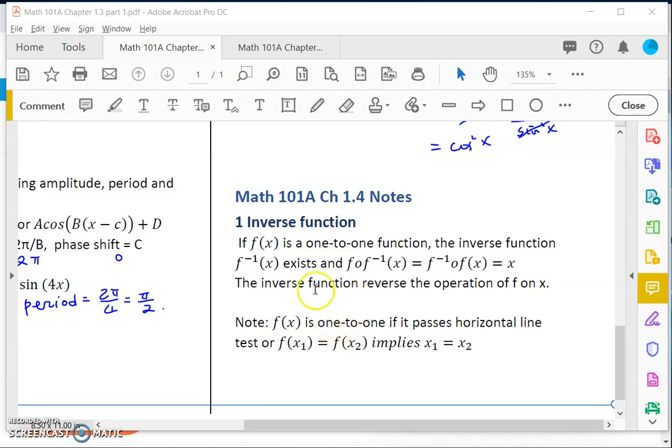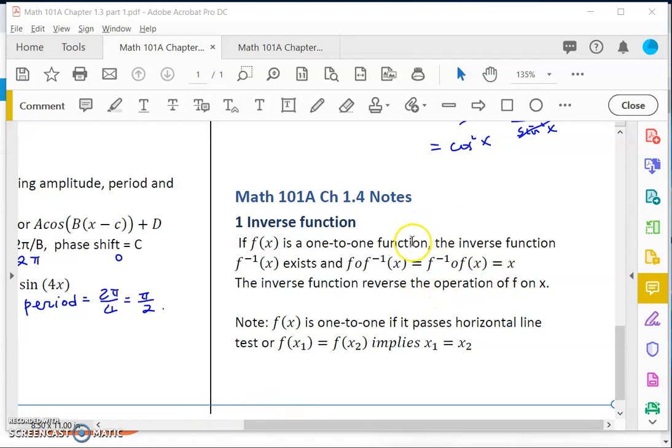Hello, this video is for chapter 1.4, inverse function. So what is an inverse function? An inverse function is another function from an original function f of x. If f of x, the original one, is a one-to-one function, then there is an inverse function. And what is it used for? An inverse function is a function that reverses the operation of f on x.